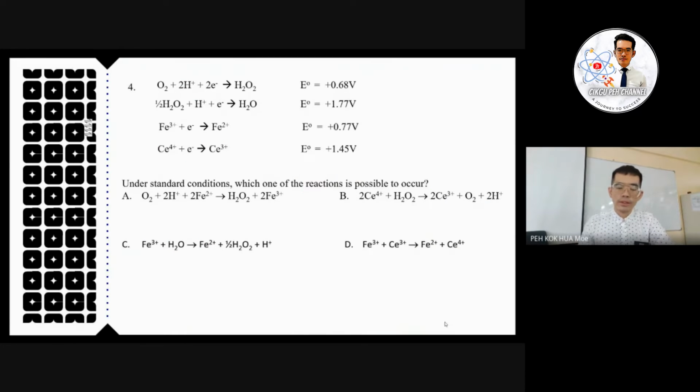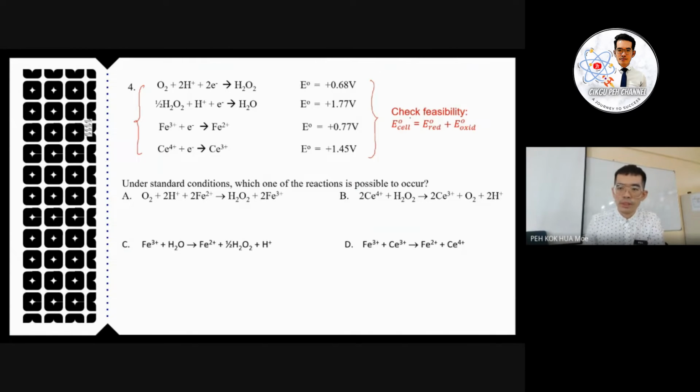Now let's look at question number 4. There are 4 half equations given here with their respective E0 values. Under standard conditions, which one of the reactions is possible to occur? So we have to check all 4 overall equations. Is it able to have the reaction?